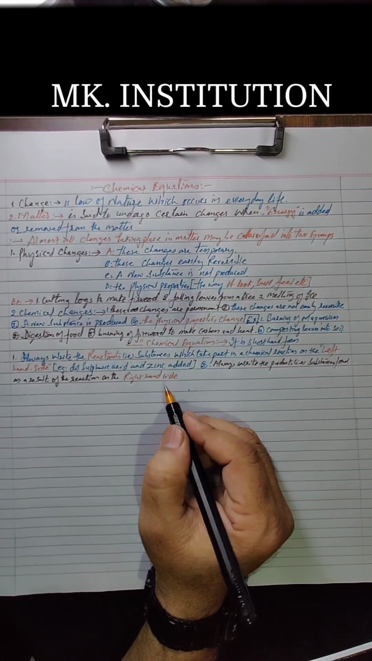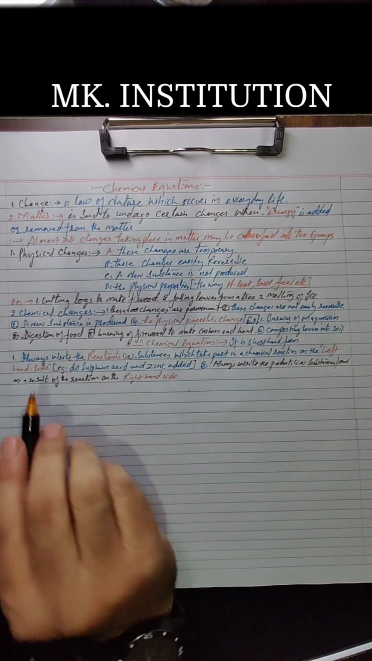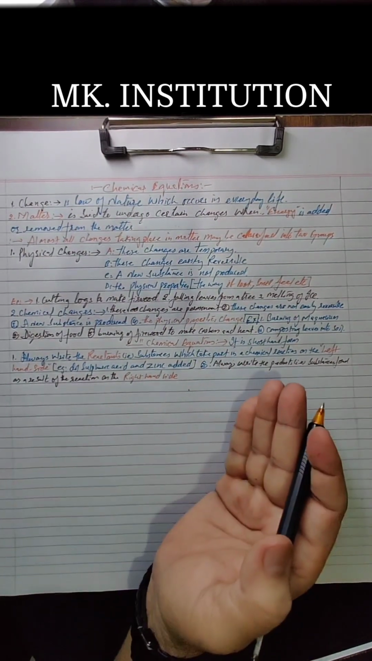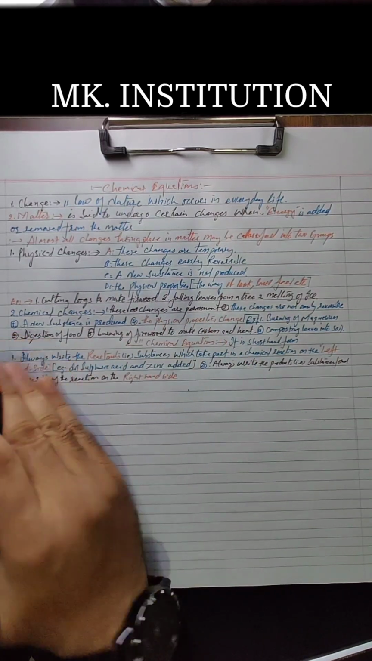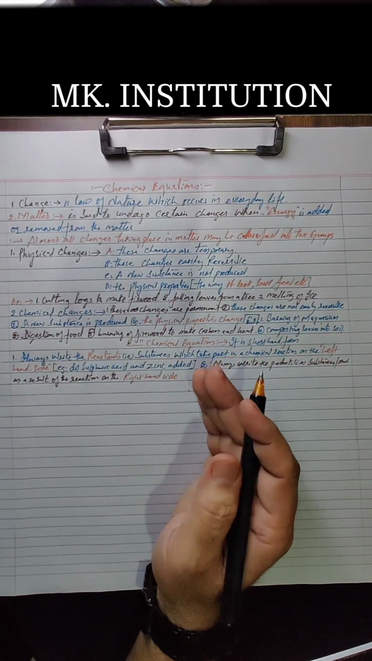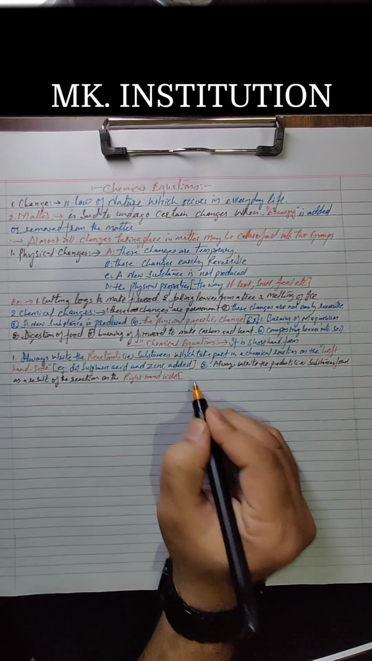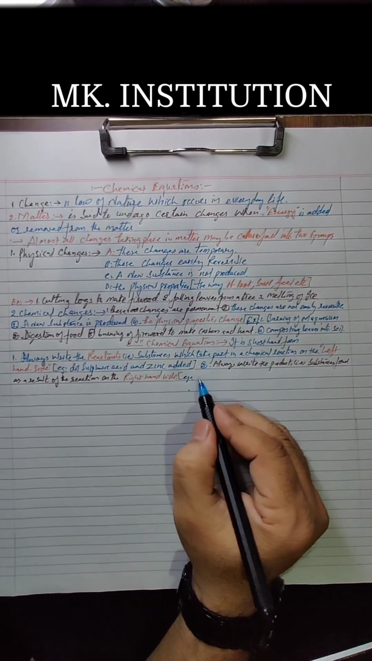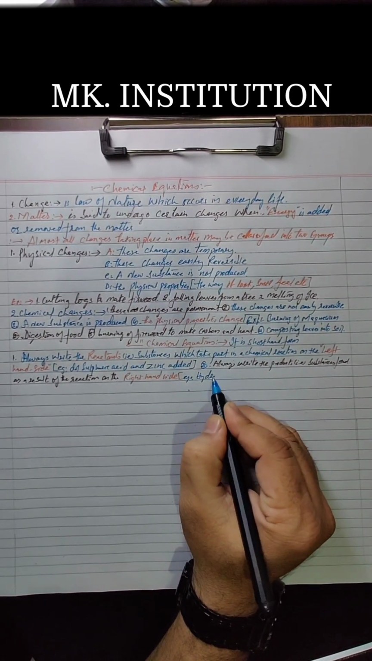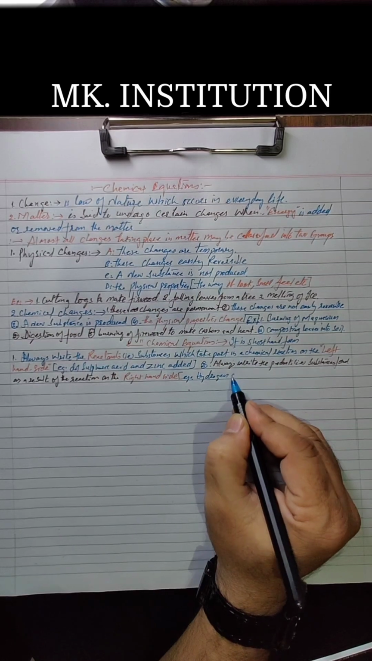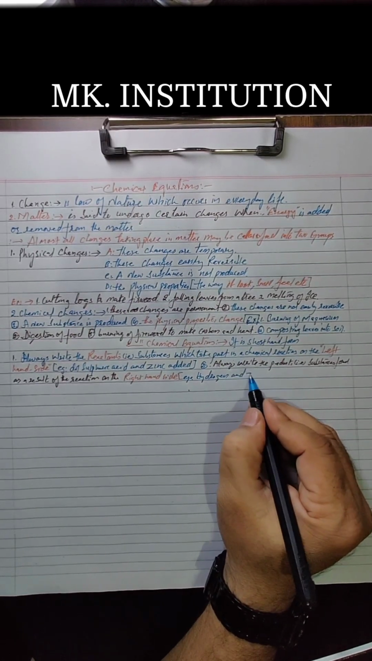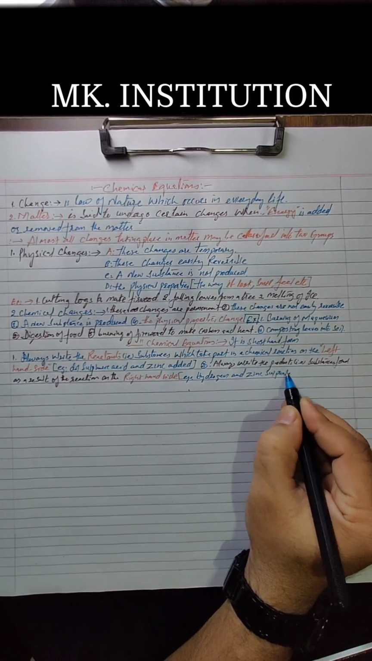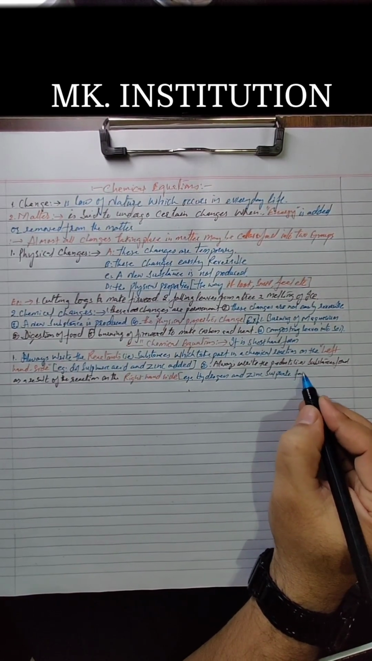Clear? Reactants should be at the left hand side, and the product after reaction should be written at the right hand side. Left hand side reactants, right hand side products. Clear? Here you can give an example: hydrogen and zinc sulfate. Clear? These are formed.